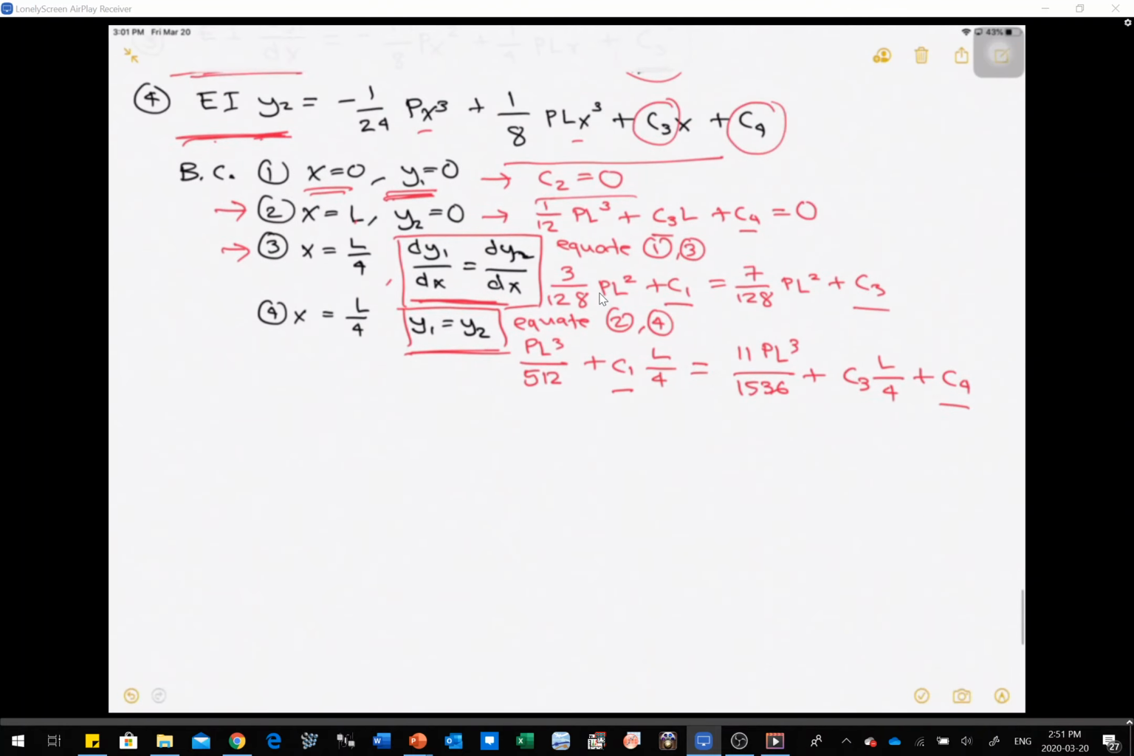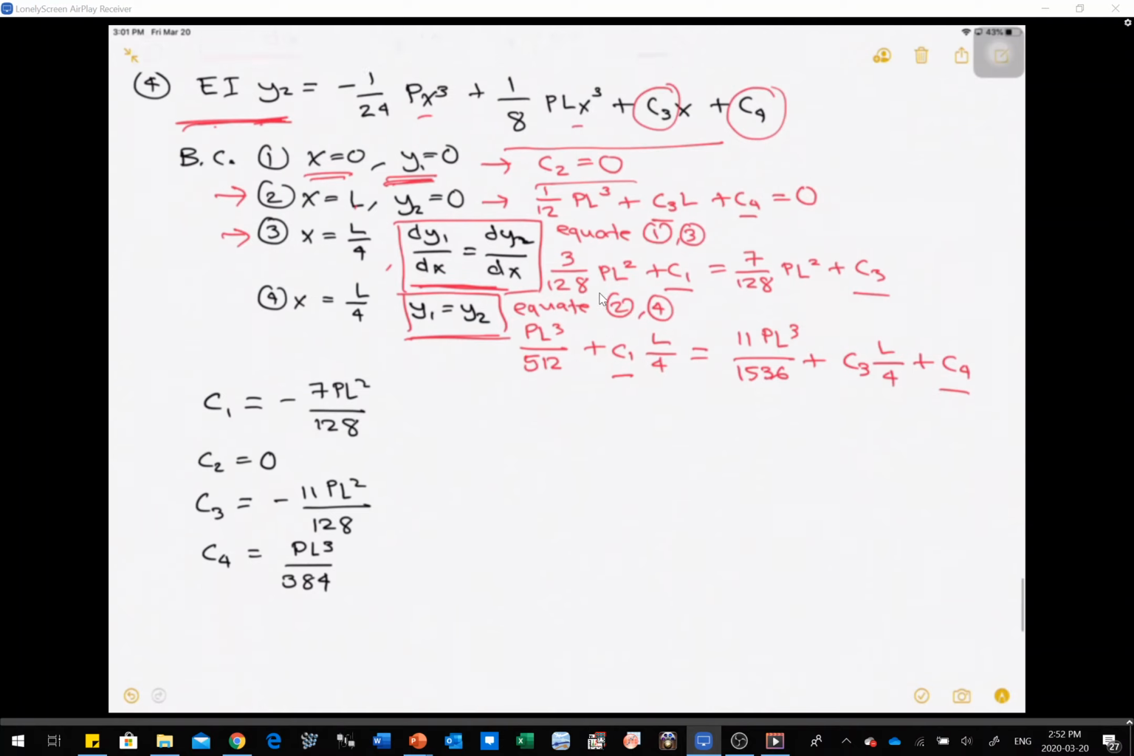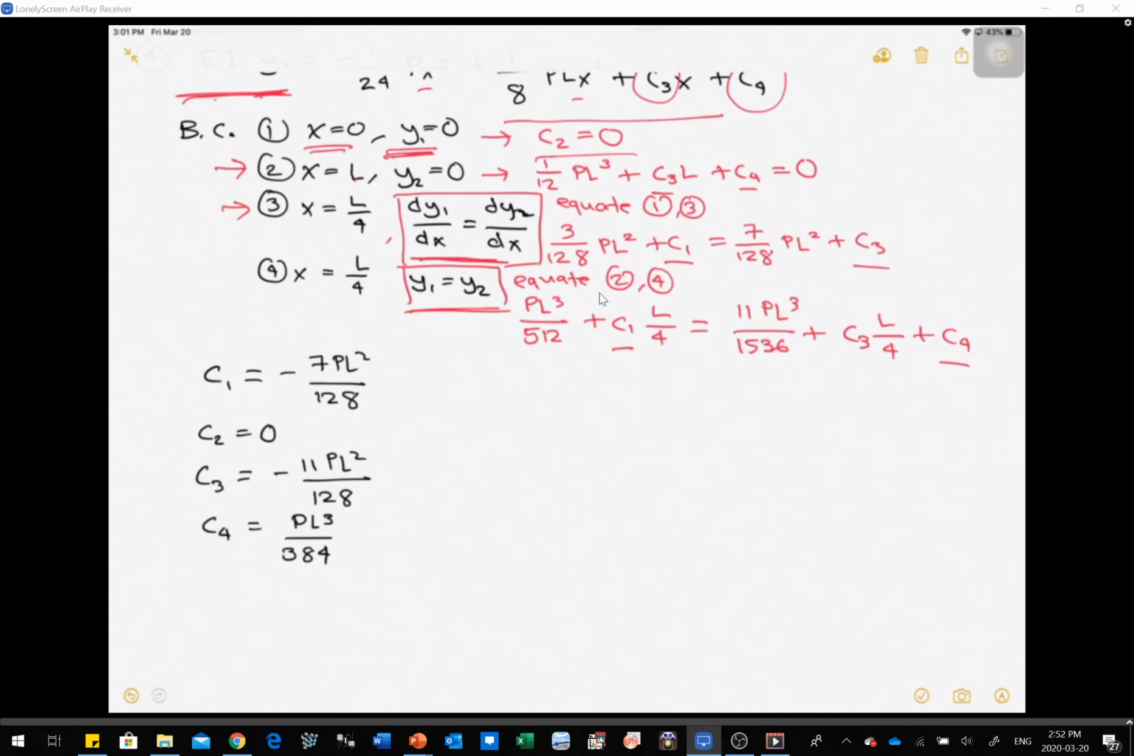So again, this is for 4 unknowns. And then you will get C1 is equal to negative 7PL squared over 128. C2 is equal to 0. C3 is equal to negative 11PL squared over 128. And then we have C4, which is equal to PL cubed divided by 384. Now we have those constants, and then we can now substitute it back to the equation.